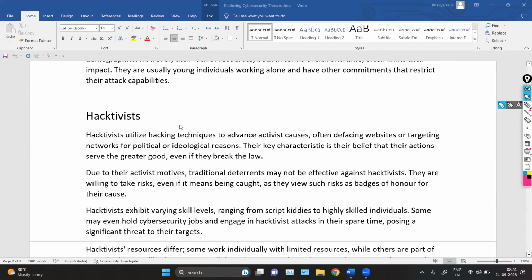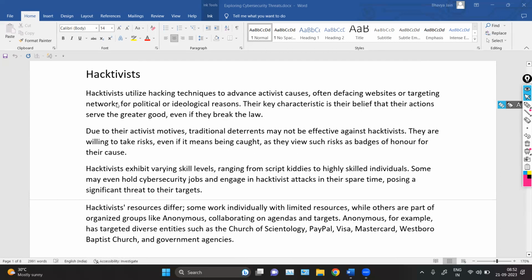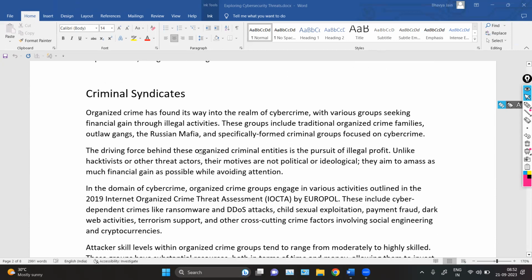So see, there's a difference. Activists are not concerned about the consequences of their actions or about breaking the laws. They can even freely accept that they have broken the law, because the mindset is different. They think whatever they are doing is for good, so they also seek the attention of people. But criminal syndicates do whatever they do by hiding their identities, and the main purpose is financial gain only. Just to understand the difference between each type of hacker, that is compulsory for the examination.